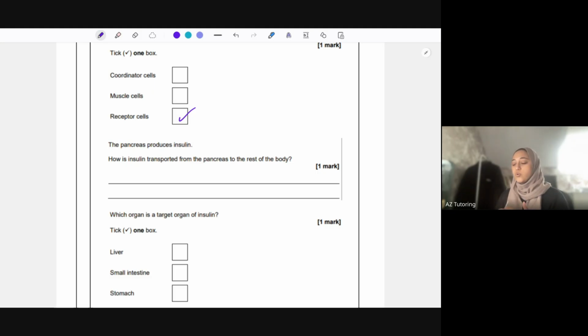The reason why I put it out twice was because this is from AQA and the other one was from EdXL. So I just wanted to show you the similarities between the papers. More or less, they're exactly the same. So yeah, this is the blood, as we spoke about before.